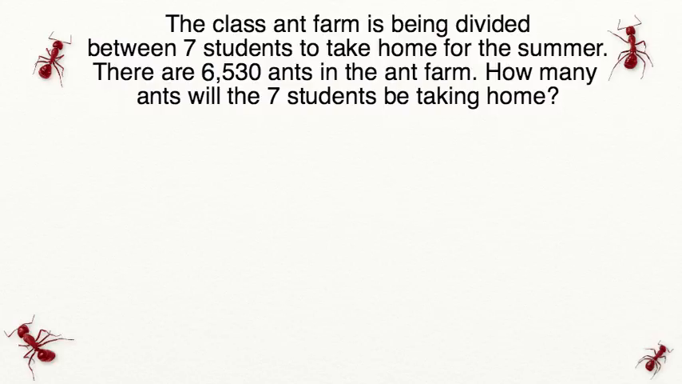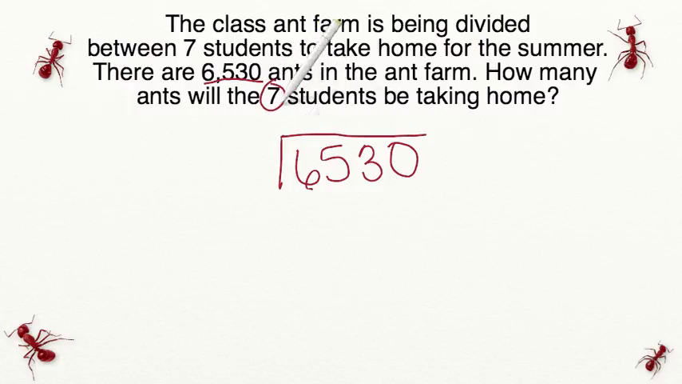Let's walk through a word problem together. The class ant farm is being divided between 7 students to take home for the summer. There are 6,530 ants in the ant farm. How many ants will the 7 students be taking home? Well, let's start by setting up our problem. We know that we're going to be dividing 6,530. So I'm going to write that in the middle of our screen. 6,530. And we're going to be dividing this by the 7 students that are taking them home. So I'm going to put a divisor of 7.